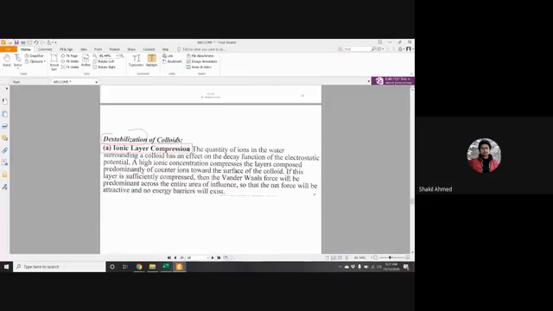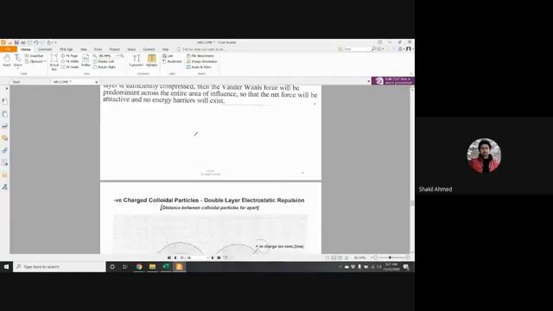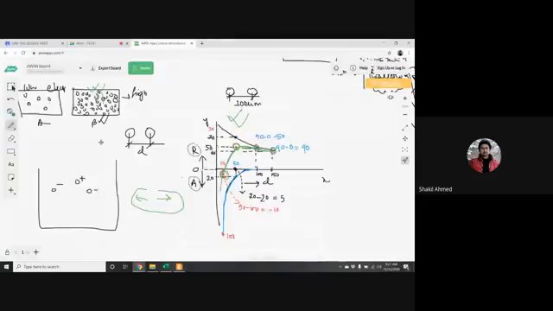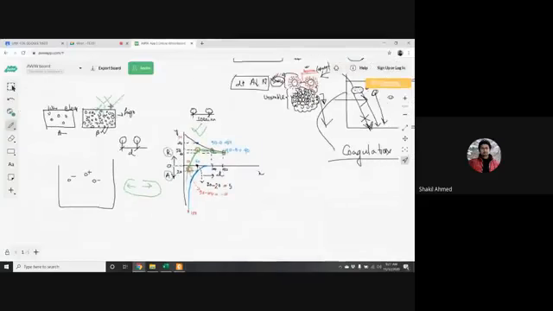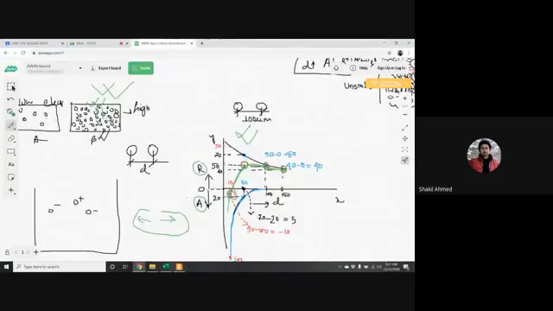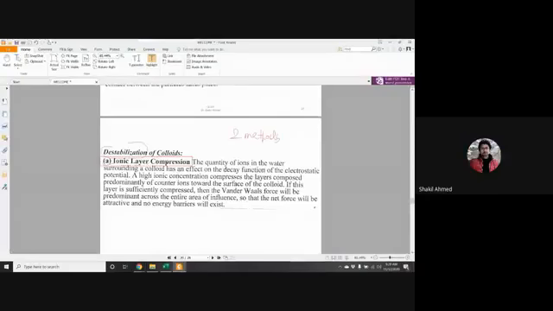How can you do this? There are two methods. So far, we have identified two methods. One is ionic layer compression. As I just told you, if you can increase the concentration of electrolytes, then the particles will be congested and come close to each other. Am I right? Yes, sir.